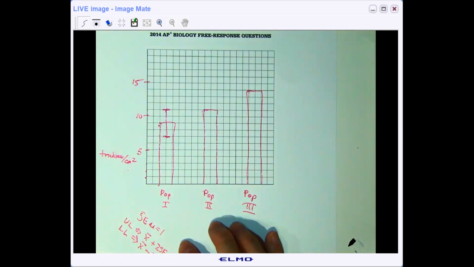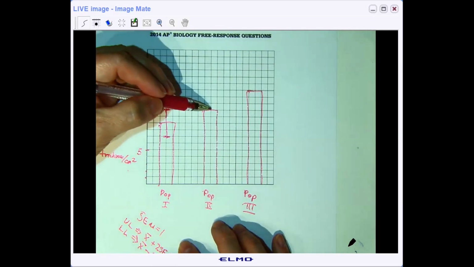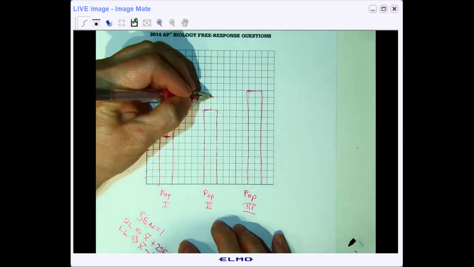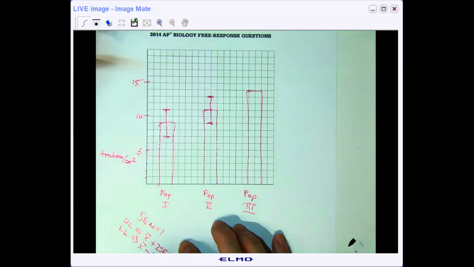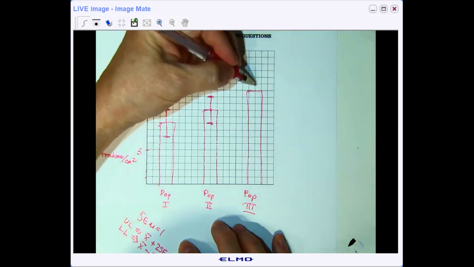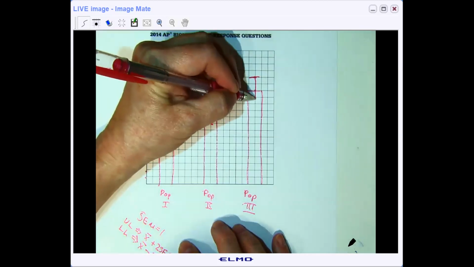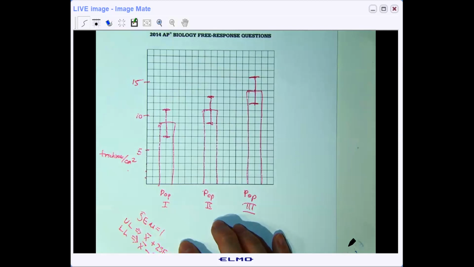Now, luckily for us, the standard error of the mean is the same for all 3 data sets. So for population 2, we're just going to start at the mean and go up 2 for our upper limit and down 2 for our lower limit. And for population 3, we're going to go up 2 from the mean for our upper limit and down 2 from the mean for our lower limit.